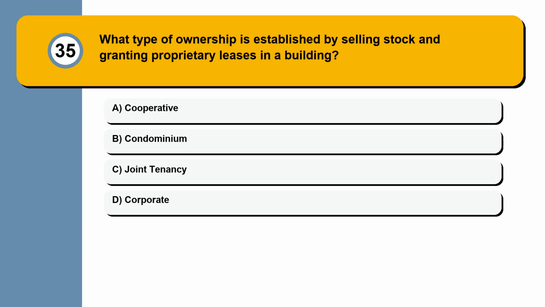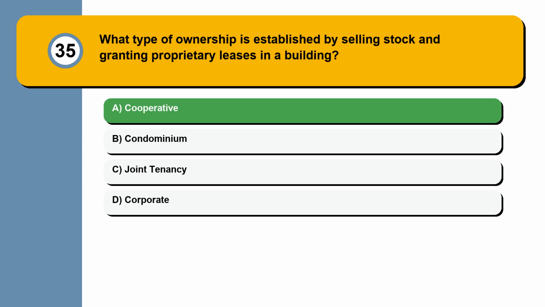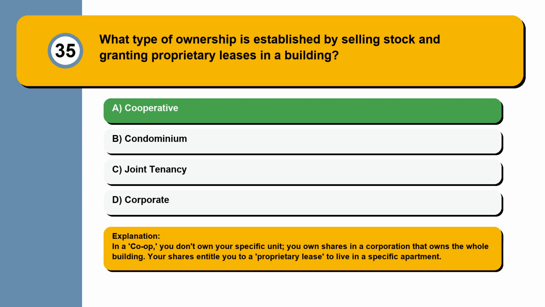Question 35. What type of ownership is established by selling stock and granting proprietary leases in a building? Cooperative, condominium, joint tenancy, corporate. In a co-op, you don't own your specific unit, you own shares in a corporation that owns the whole building. Your shares entitle you to a proprietary lease to live in a specific apartment.